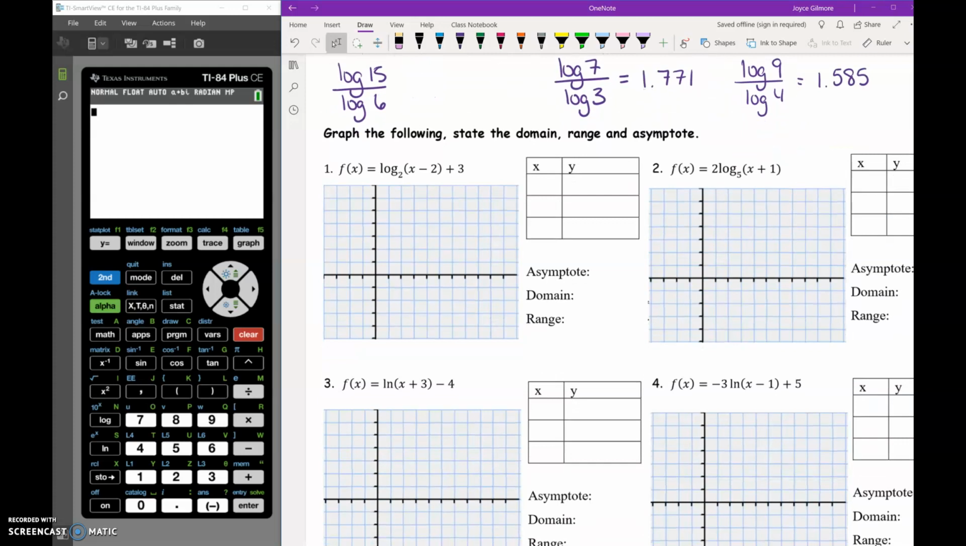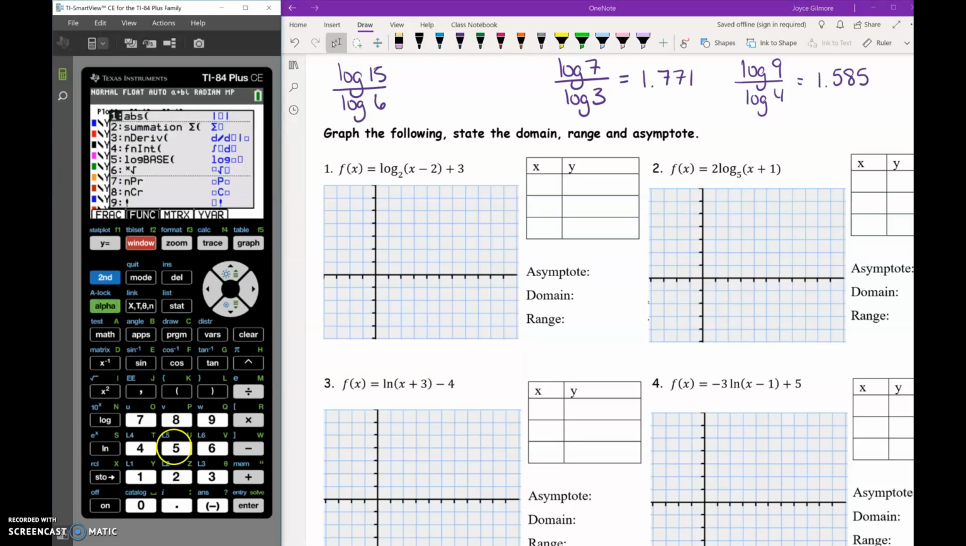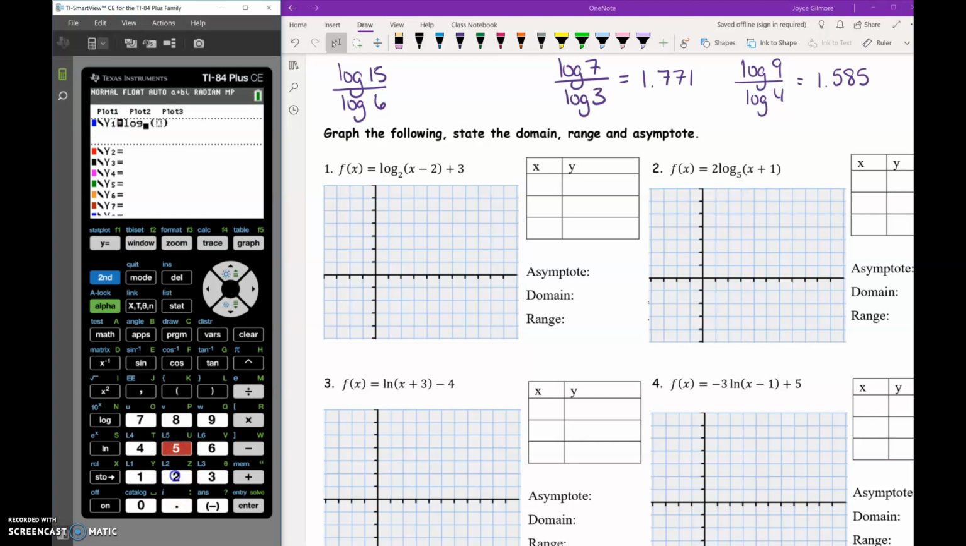So I'm going to do number 1 using the TI-84. I'll do number 2 using Desmos just to show you how we would do these. Okay, so number 1, if we graph using a TI-84, we want alpha window 5. We want to get that log base. So log base 2 of x minus 2 outside of the parentheses plus 3.